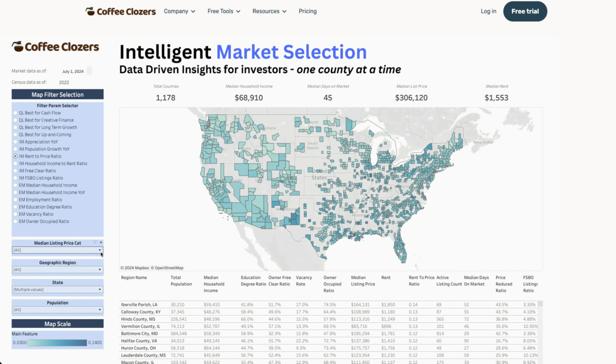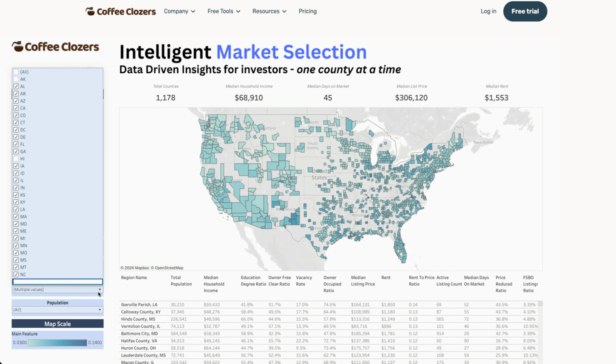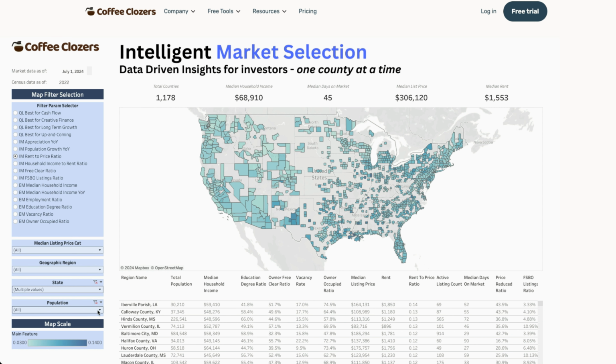We have filters on median list price, geography, so north, south, west. Remember, we talked about landlord laws. This could become important to filter out certain regions if you want to be in landlord friendly states or not. Specific states, maybe you're investing close to home instead of out of state. So you're going to filter on your specific state, as well as population. I personally like to invest in areas or cities that have higher population and have a mix of employment, but that really is up to preference. One more for the filter section is we also have the map scale.